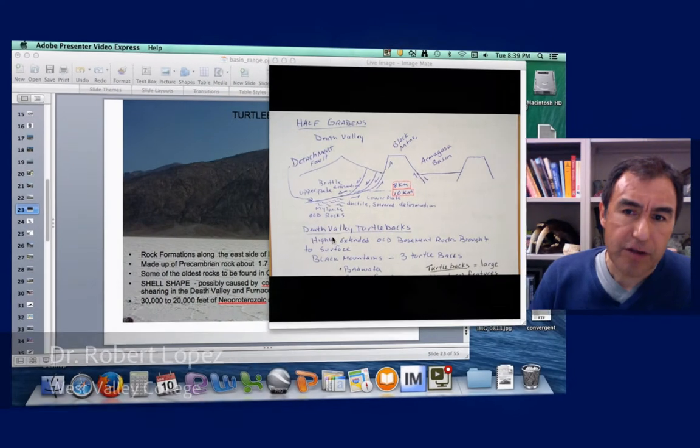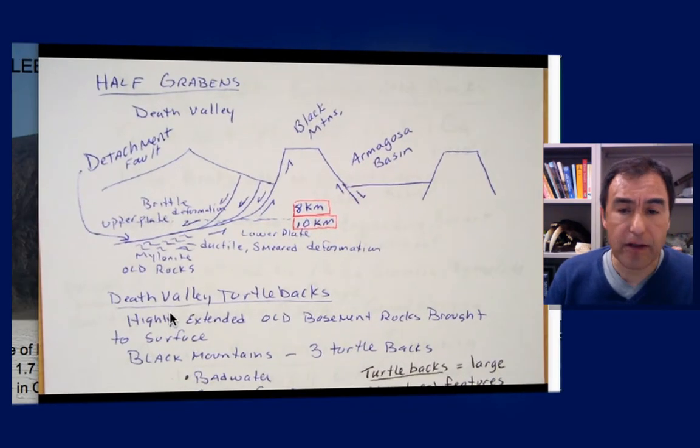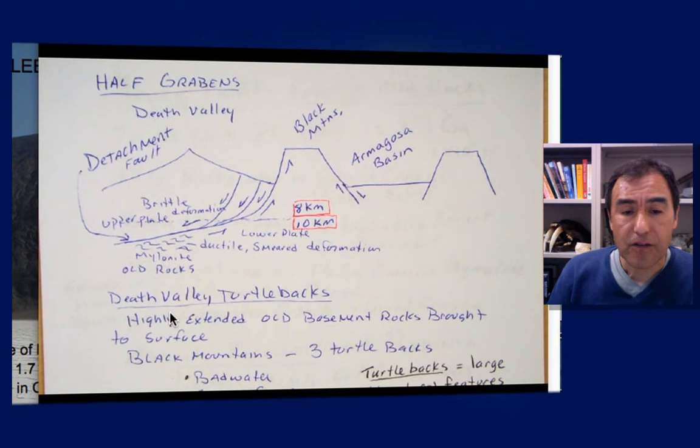Today I want to talk about the Death Valley region and the highly extended terrains that occur there. Recall that I mentioned earlier that Death Valley has experienced 100% extension, so an enormous amount of extension. And some of that is manifested in these strange features called turtlebacks. The turtlebacks are kind of dome-shaped, turtleback shaped. They all seem to be plunging toward the northwest, sort of tilted.